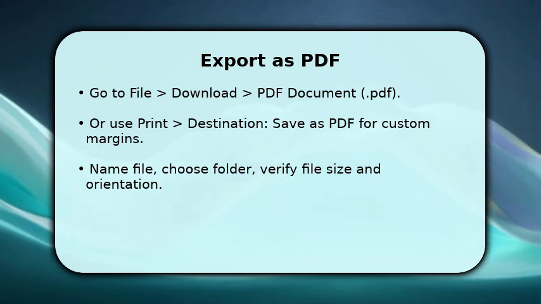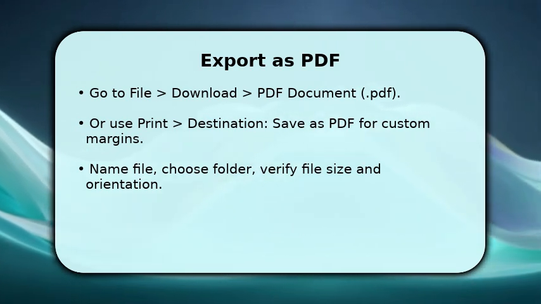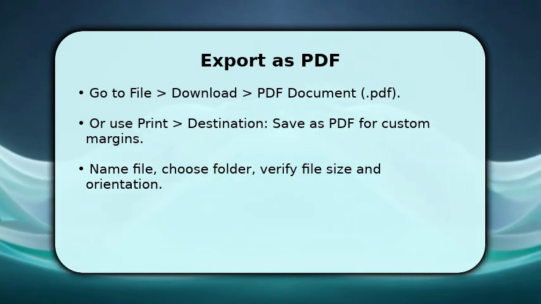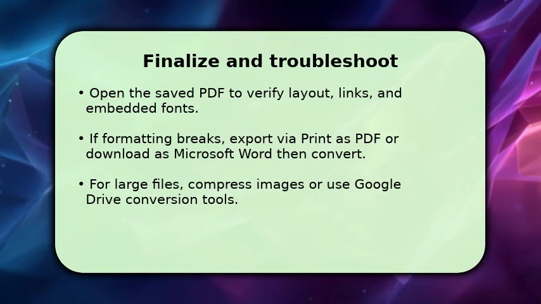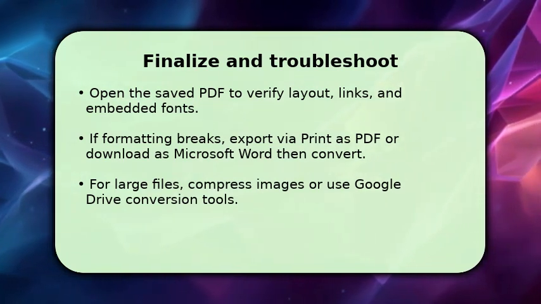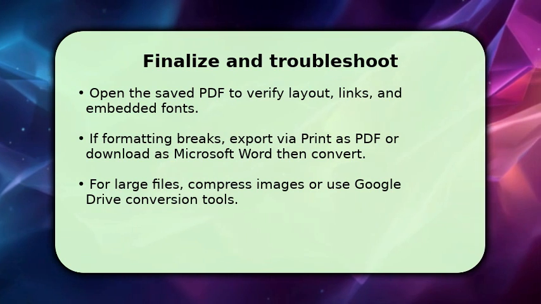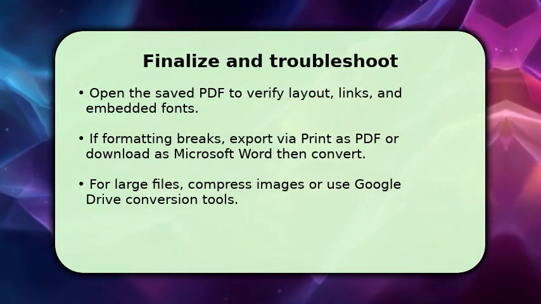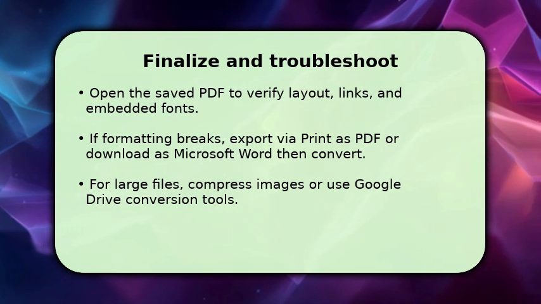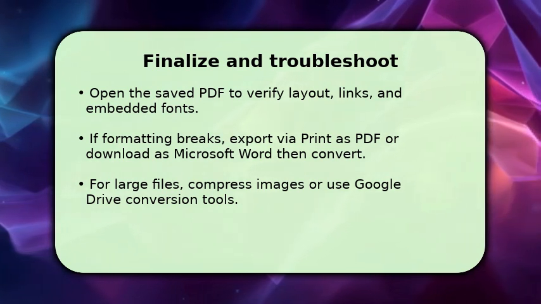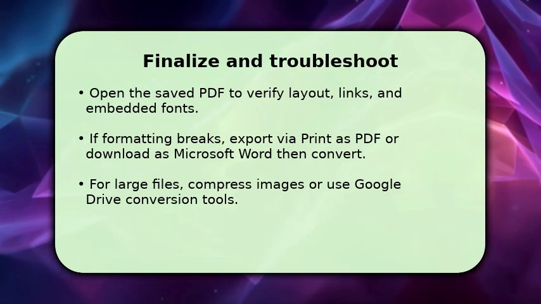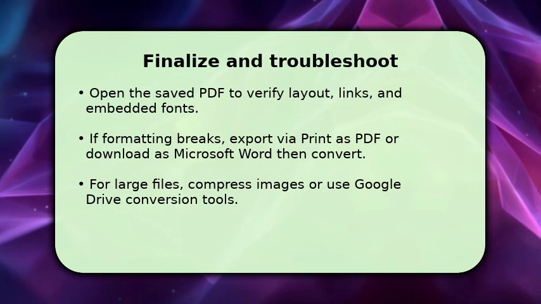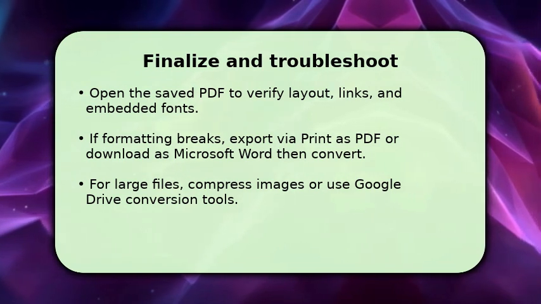Make sure to check file size and page order. If images blow up the file, reduce resolution before re-exporting. You finish by opening the PDF and scanning every page for layout shifts, broken links, or missing fonts because visual verification avoids delivery issues. If formatting breaks, try the print to PDF route or download as Word and convert. These alternate paths often preserve tricky elements. Once fixed, re-export. If the PDF is too large, compress images or reduce DPI, then save again.